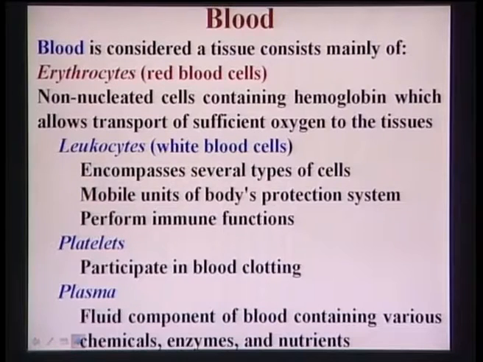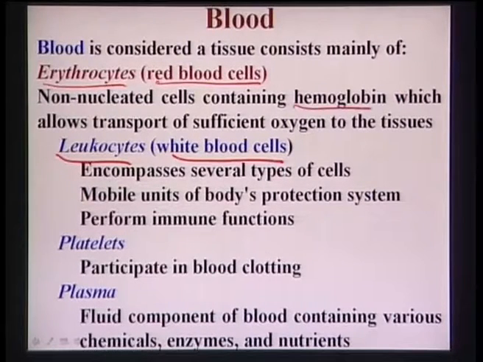Now, as I have already told, blood is considered a tissue, and it primarily consists of erythrocytes, that is, red blood cells, and leukocytes, that is, white blood cells. RBCs are generally non-nucleated cells and contain hemoglobin, which allows transport of sufficient oxygen to the tissues. And as you know from school biology, oxygen is attached to the hemoglobin of the RBCs and thereby transported to different parts of the body.